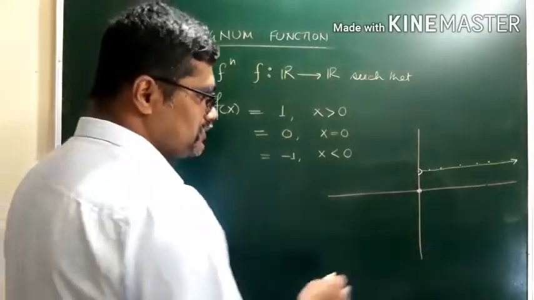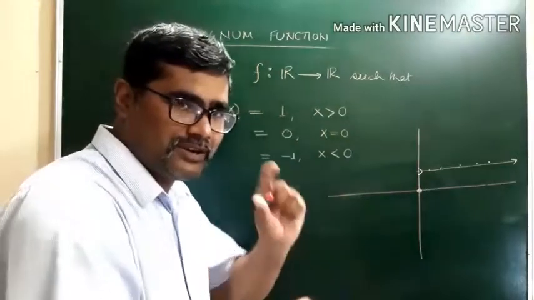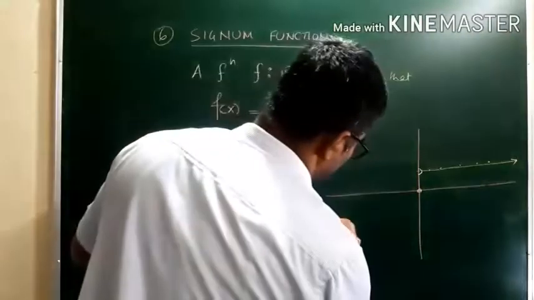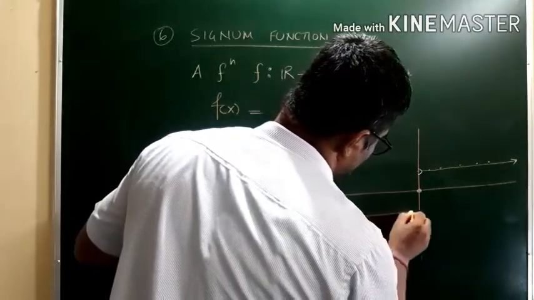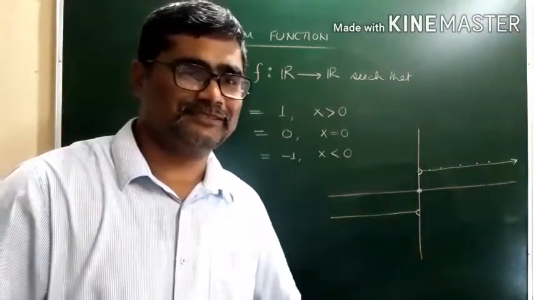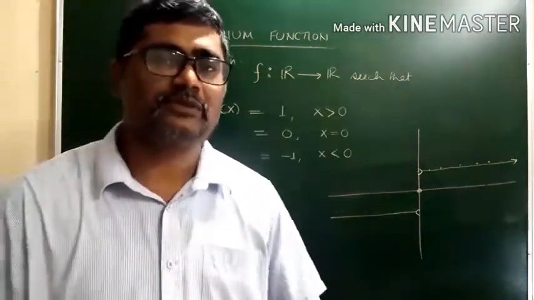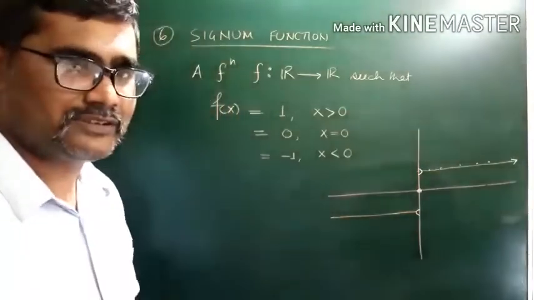If you do the left part, this time also the same thing happens. Anything left, always will fall down 1 unit, means minus 1. So your line will be like this and your graph will be like this. So this is the graph of the signum function. This is known as one of the step functions, right? There are many step functions. So this is one of them.